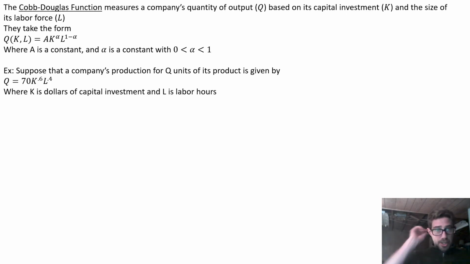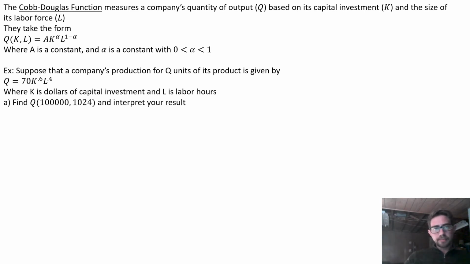The units are K in dollars, and L in labor hours. Finding a value of a function of two variables is just like finding the value of a function of one variable. You're just sticking those numbers in. So I'm asking you to stick 100,000 in for K and 1,024 in for L. That's going to give you some number, and then I want you to be able to explain what those figures mean.